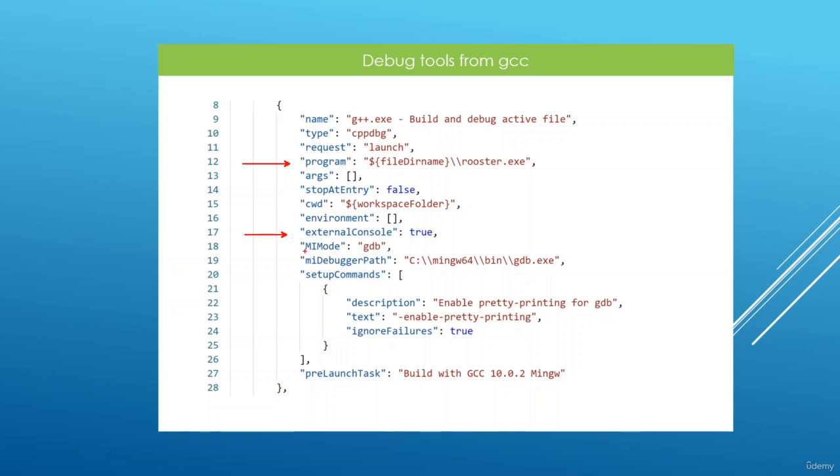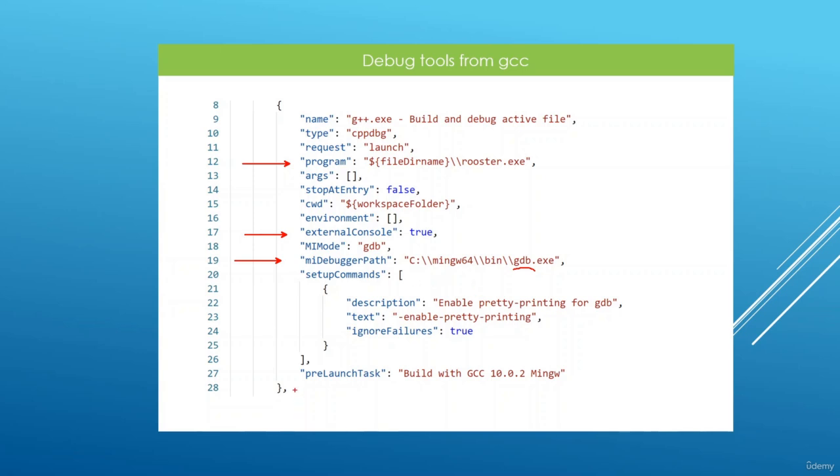Next, we will need to specify the debugger that we want to use to debug our applications. The debugger that comes with GCC is called GDB. You can actually see that here, gdb.exe, and we're going to specify where it is. This is going to be automatically picked up by Visual Studio Code. We won't really need to set it up, but you need to be aware of the debugger that you are using. It is GDB here.